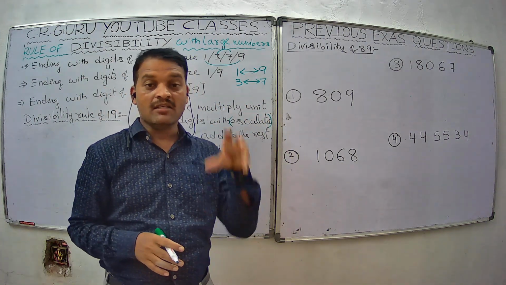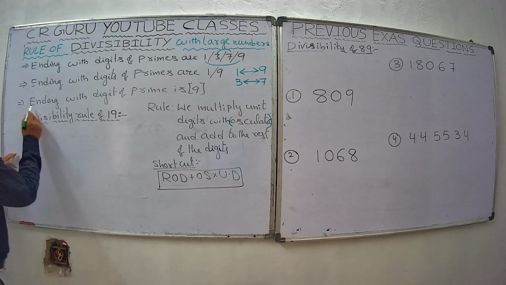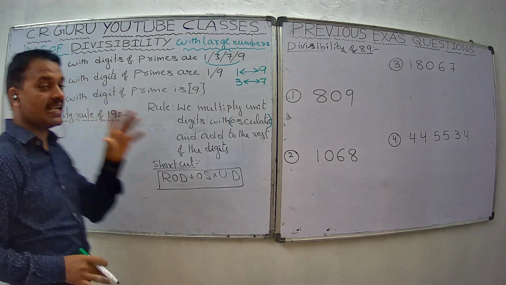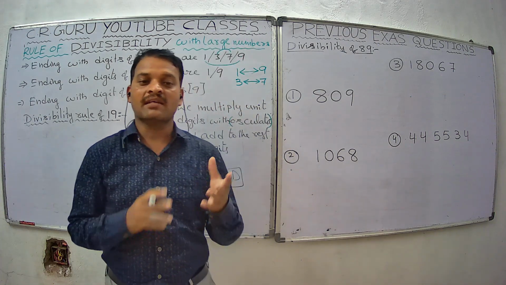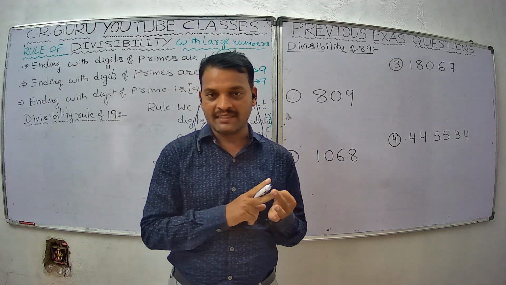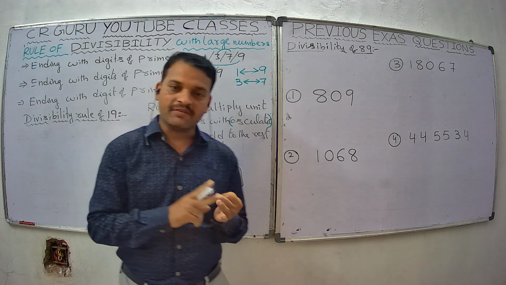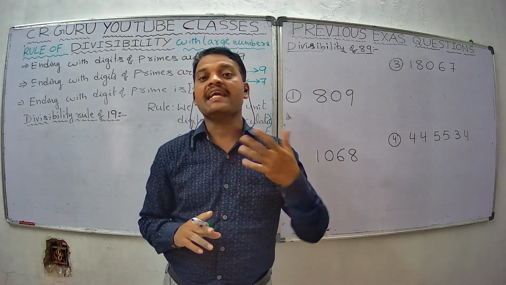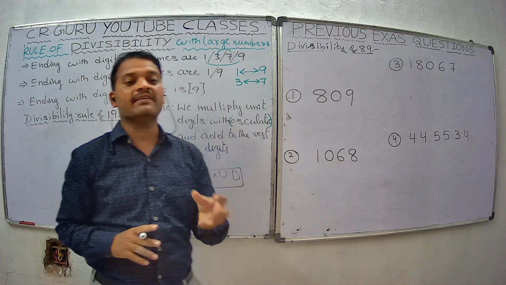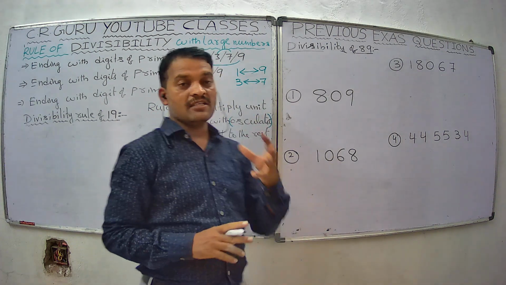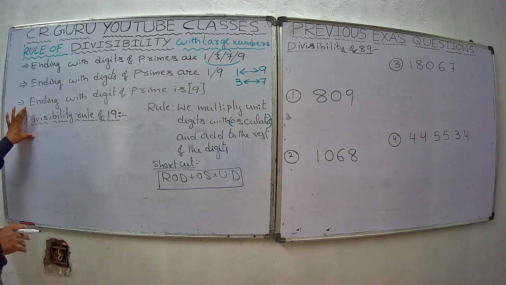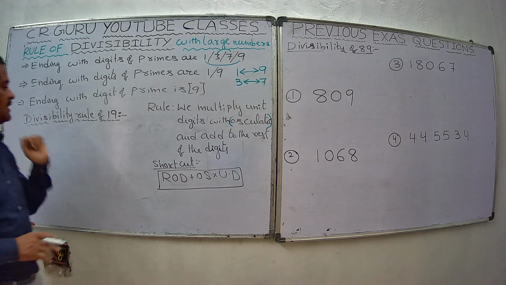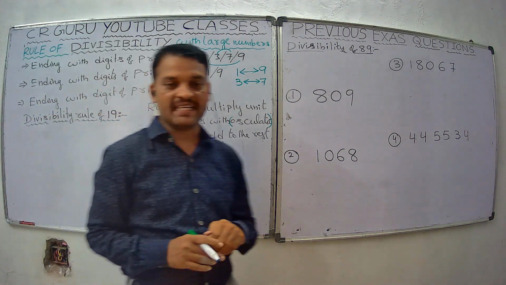Before I explain, consider prime numbers whose unit digit is 9. Examples are 19, 29, 59, 79, 89. These are prime numbers ending with 9. So what is the divisibility rule? Before that, what is the divisibility rule of 19?